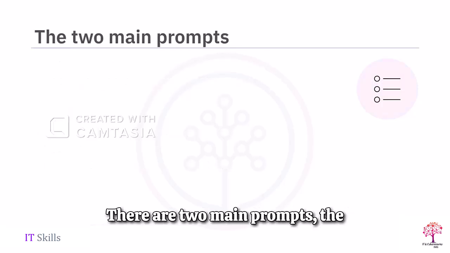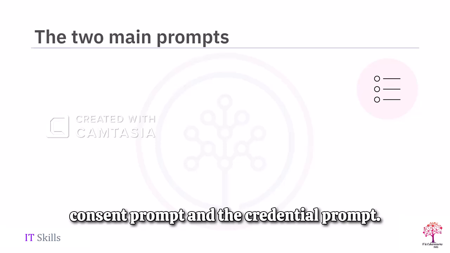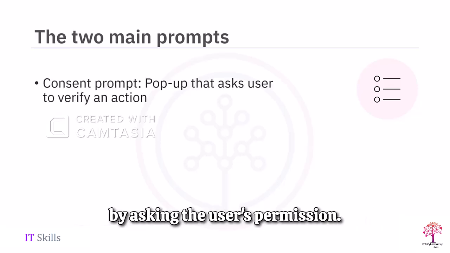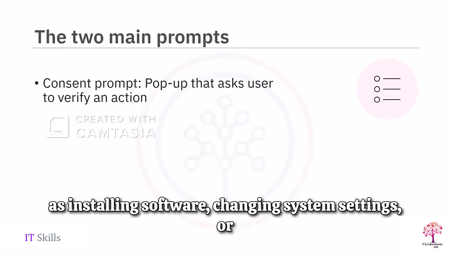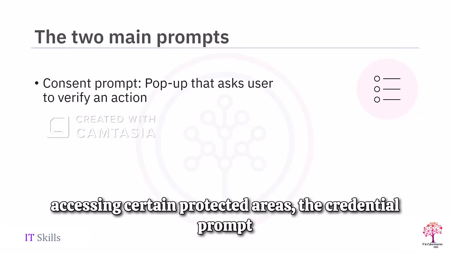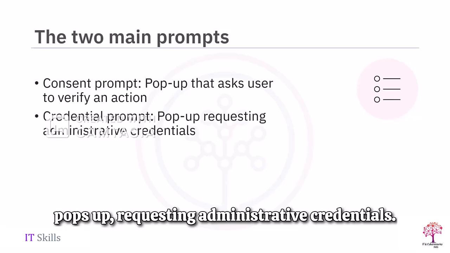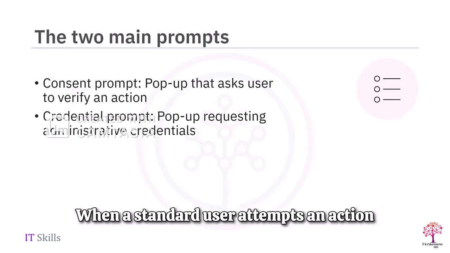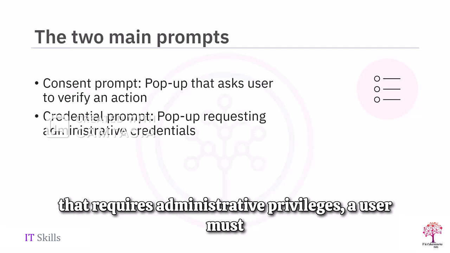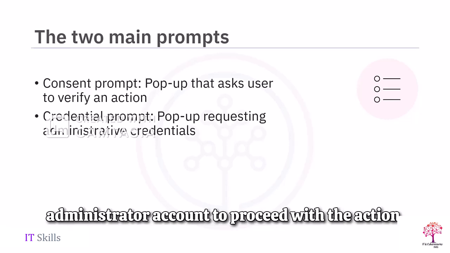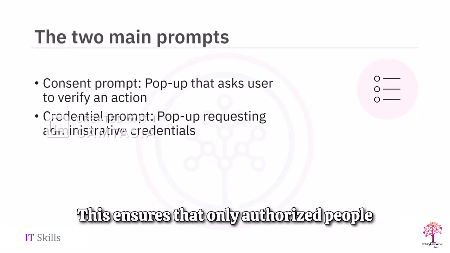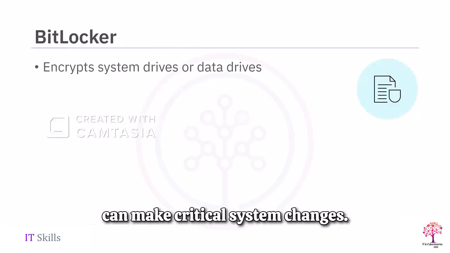There are two main prompts: the consent prompt and the credential prompt. The consent prompt verifies an action by asking the user's permission when an action requires administrative privileges, such as installing software, changing system settings, or accessing certain protected areas. The credential prompt pops up requesting administrative credentials when a standard user attempts an action that requires administrative privileges. A user must provide the username and password of an administrator account to proceed with the action. This ensures that only authorized people can make critical system changes.